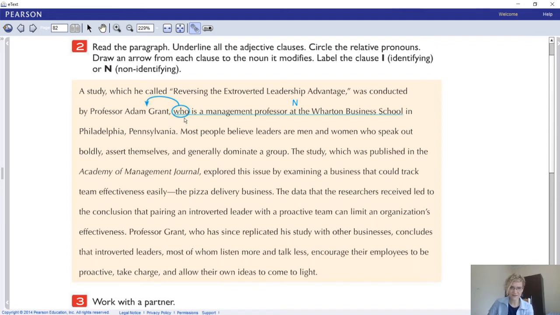So for instance, here we have the first one: who is a management professor at the Wharton Business School. How do I know that this is an adjective dependent clause? Because there is who. Remember, an adjective dependent clause always starts with either who, or whom, or whose, or that, or which, or maybe the quantifier, most of which, that's also possible. So if it starts with that and it has a comma before it, it is definitely an adjective dependent clause. That's also how you would know an adverb dependent clause, because it would start with a subordinating conjunction. Cool.